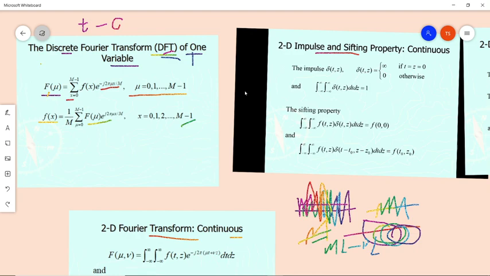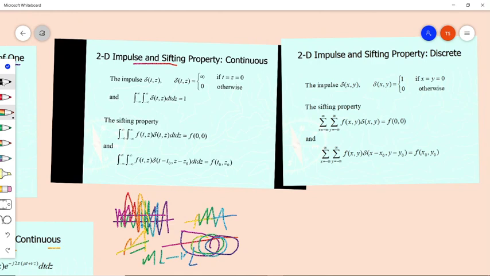Now see, the 2D impulse and shifting for continuous and for discrete. From the impulse we generate the shifting property, and from the shifting property we generate the Fourier transform. So now, the 2D impulse and shifting property for continuous variables. The continuous variables are t and z. The impulse we define is 2D: delta of t comma z is defined as infinity if t is equal to z is equal to 0, otherwise the function is 0.